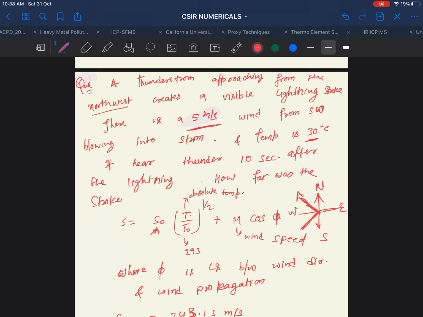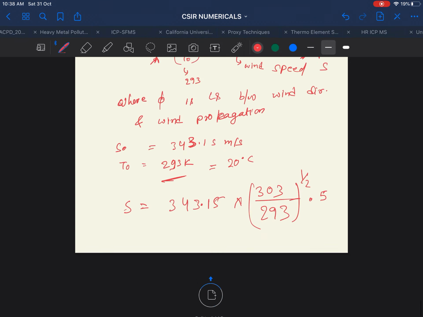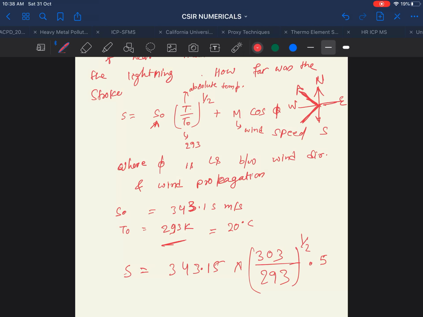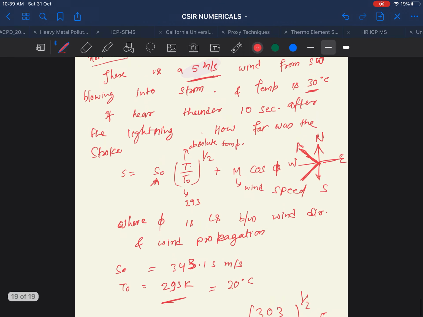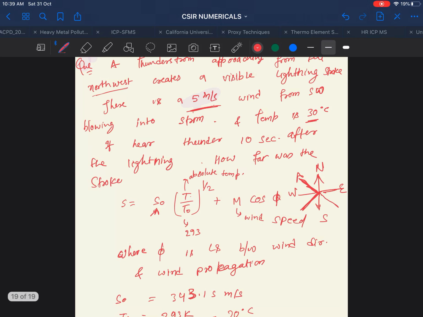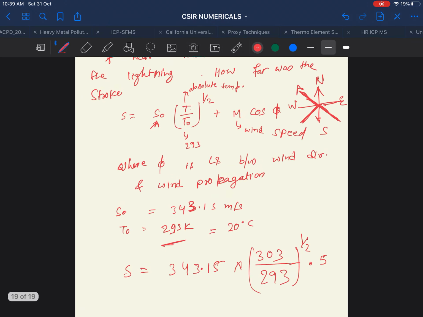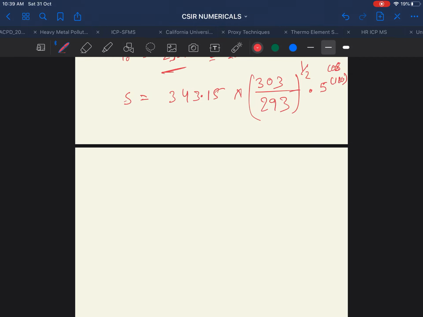Okay, is this clear to you or not? Blowing into the storm and the temperature is 30 degrees Celsius. So what does this phi mean? Phi is the angle between the wind direction and wind propagation. So the wind direction and wind propagation is actually 180, it's not 90, because this is the stroke, right? Wind is from this side. So now we can write cos 180 degree. When you solve this you will get the value something like 343.15.